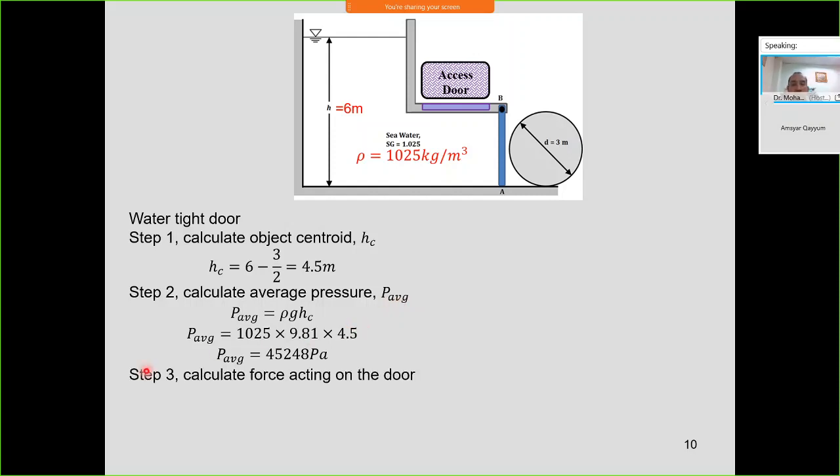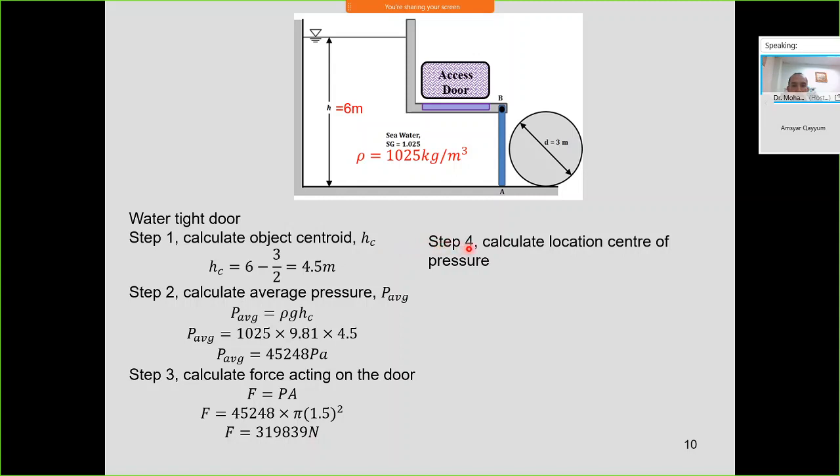Now we move to the third step, calculate the force acting on the door. The equation is easy. F equal to PA. P equal to 45,248, and A is pi r square or pi d square over 4. You can choose either equation, pi d square over 4 or pi r square. By calculating it, you got the force is 319,836. So you have answered the first question for the force for the watertight door.